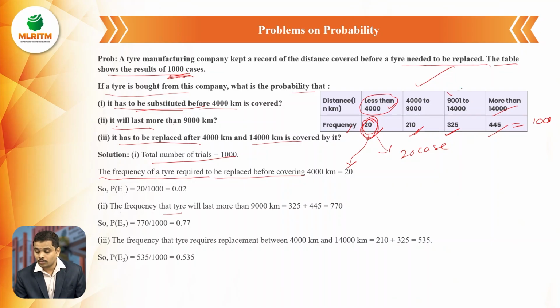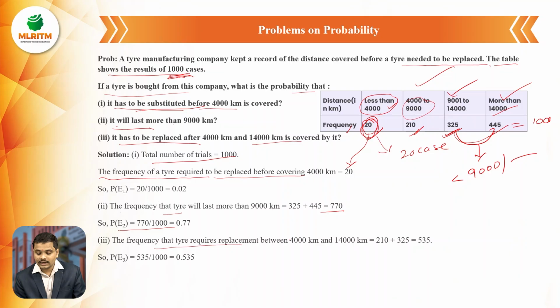More than 9,000 kilometers means this one; this is 4,000 to 9,000 only. How many? The frequency the tire will last more than 9,000 kilometers means 325, and also more than 14,000. 325 plus 445 is 770. So the probability of event 2 is 770 divided by 1,000, because these two events come under greater than 9,000. That's why you calculate 325 plus 445.